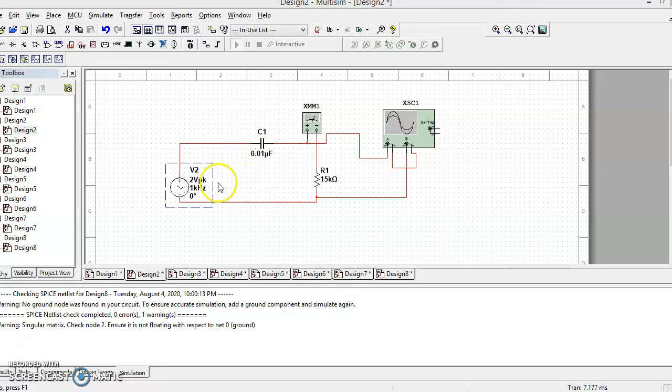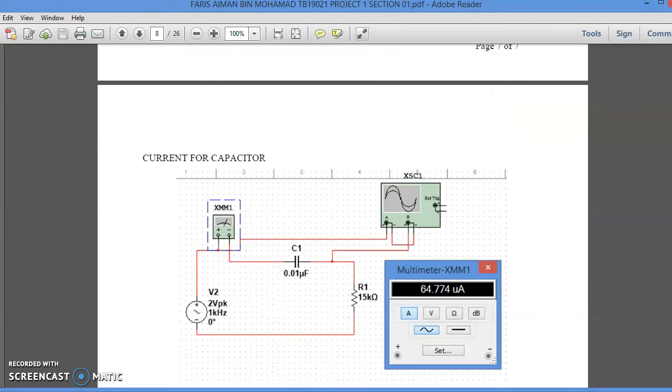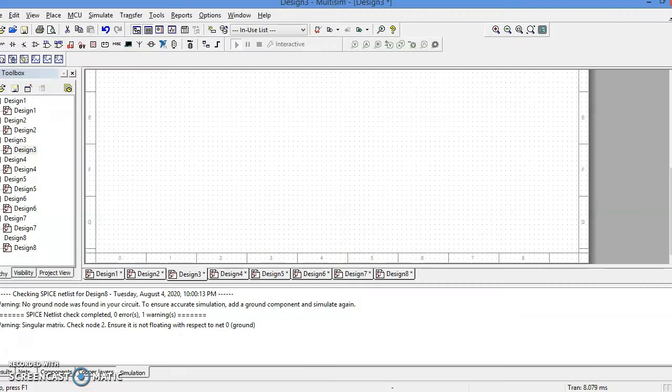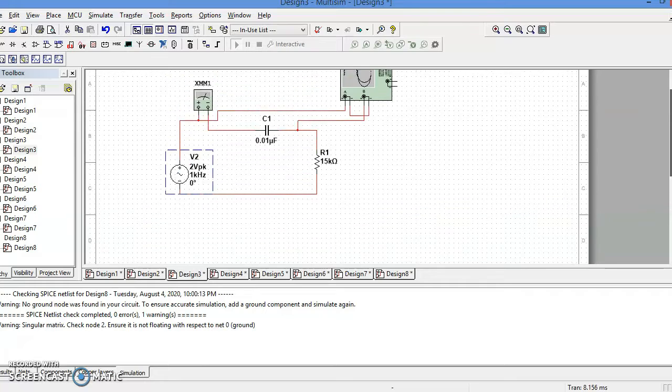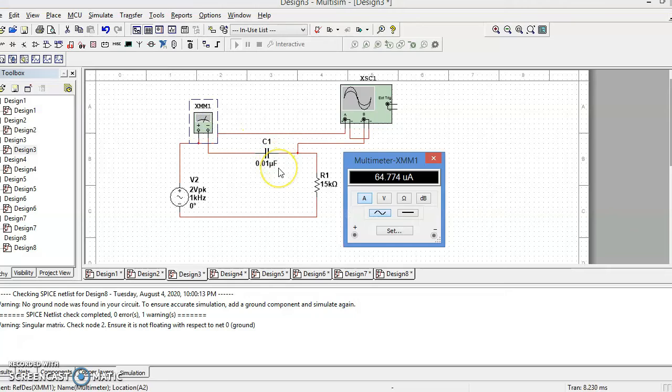Next, for the current for 1 kHz of capacitor and resistor. For the resistor is 64.77 microampere. For the capacitor, the value is 64.77 microampere that we measured.